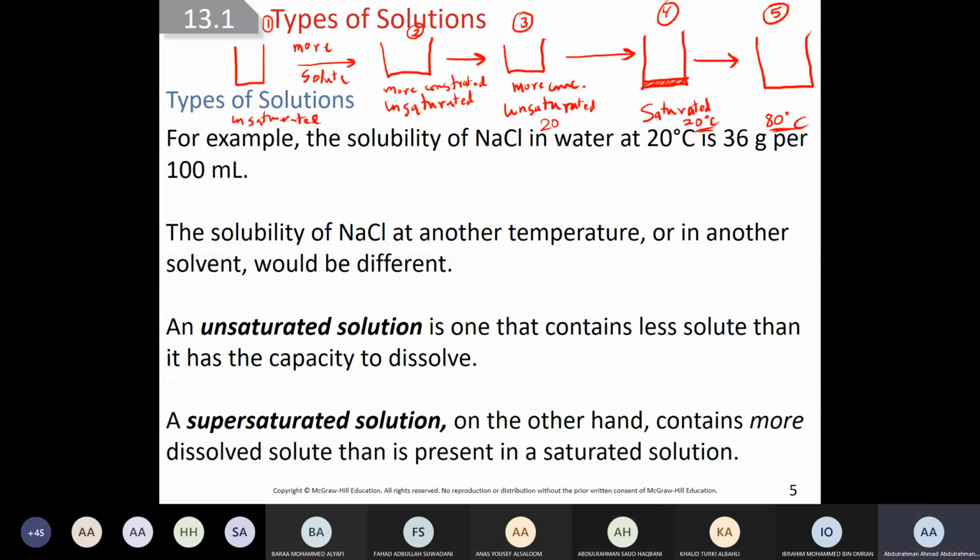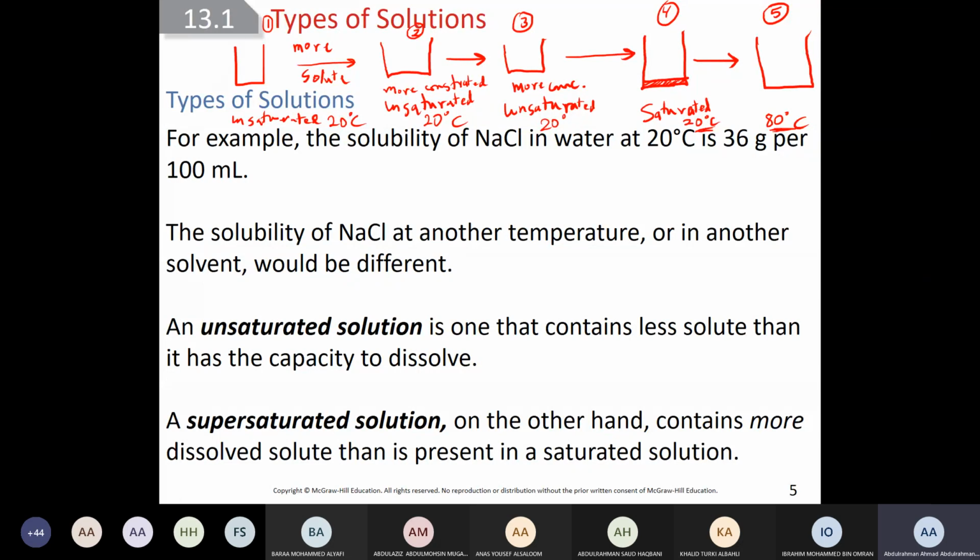Doctor, what happened from 2 to 3? What temperature is 1 and 2 and 3 and 4? All the same. From 1 to 2, we added more of the solute, and it got more concentrated. It dissolved. From 2 to 3 is exactly like from 1 to 2. But again, 3 is more concentrated at 20 degrees centigrade.